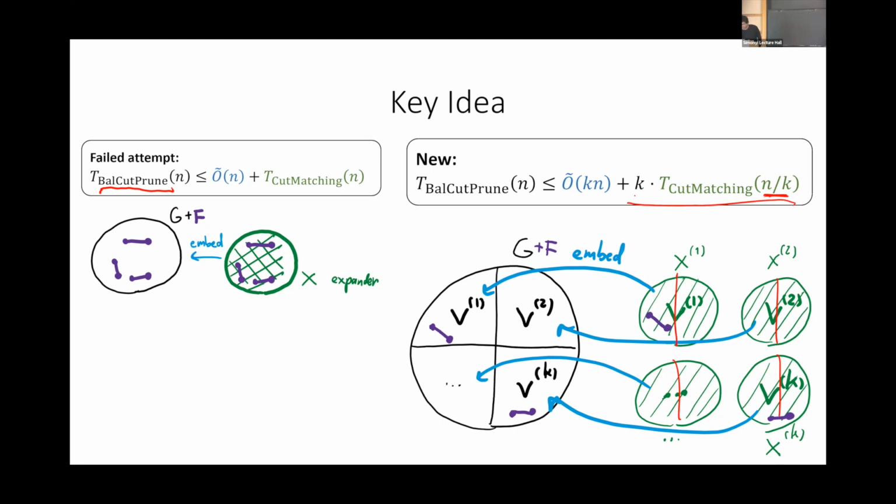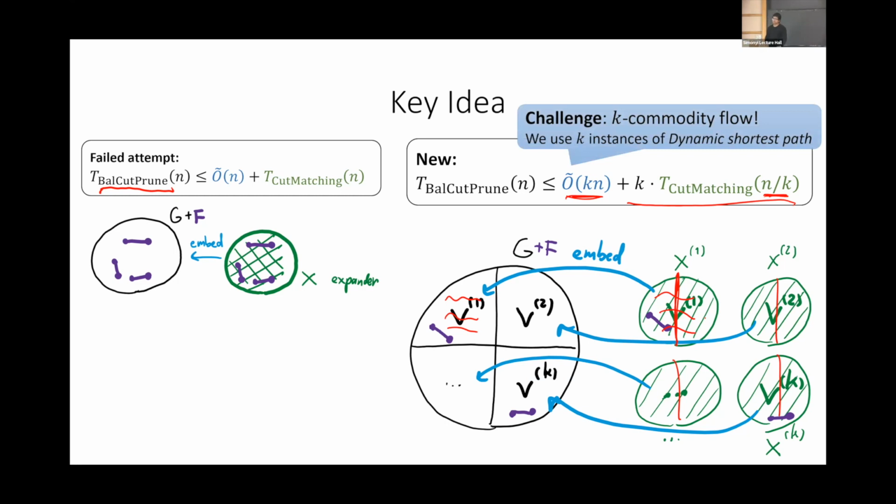And now the time to find the embedding. When you choose a cut, you need to find the flow embedding that gives you the matching. You need to find the embedding for k parts, but that now corresponds to kind of a k-commodity flow. It's more complicated, but it turns out that it's easy to solve too using some dynamic shortest path algorithm. And the running time is going to look like kn. So let's not worry too much about this.